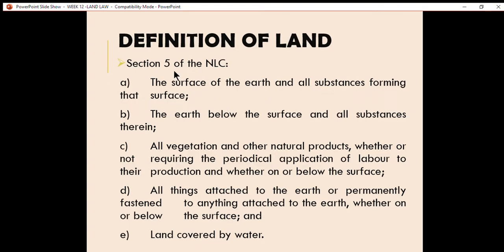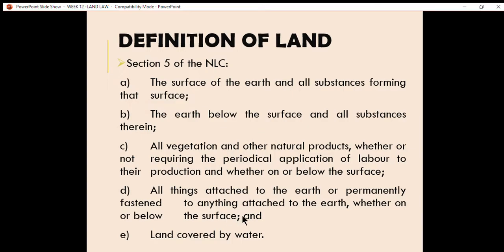First, under Section 5, Subsection A, land means the surface of the earth and all substance forming that surface. And then, the earth below the surface and all substance therein, all vegetation and all the natural products, whether or not requiring the practical applications of labor to the productions and whether on or below the surface. And then, this is very important limb, all things attached to the earth or permanently fastened to anything attached to the earth, whether on or below the surface. And last but not least, it also includes land covered by water.